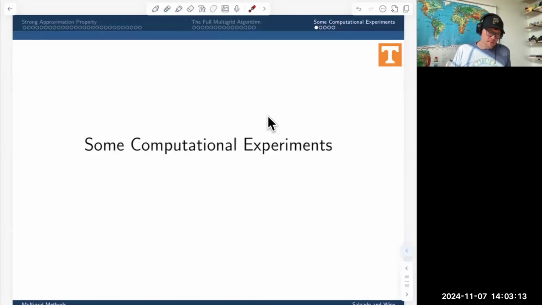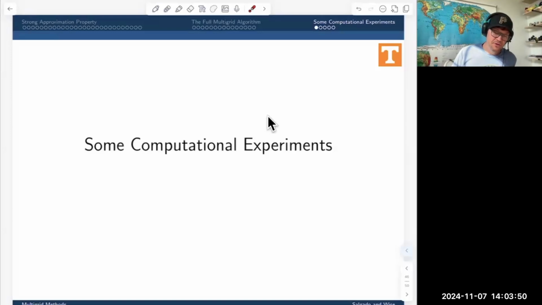All right, so we just talked about the full multigrid algorithm, and showed that the result of that algorithm could give us an approximation which is just as good as the original finite element approximation we're after. And then we showed that using some number of applications of the full multigrid algorithm is enough to get us an approximation which is in some sense good enough. And then we showed that the cost of this full multigrid algorithm is optimal.